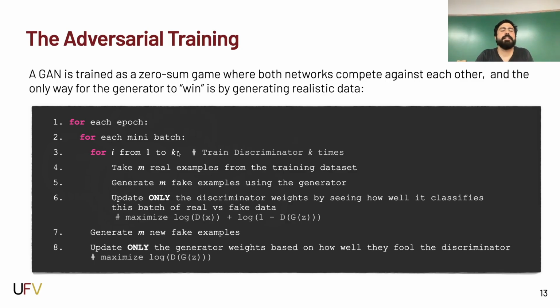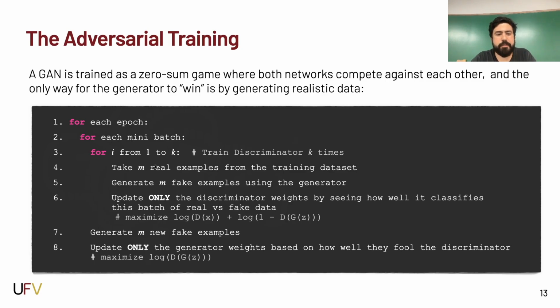But in theory, this k can be equal to 1 if you want, and then you would just train once. So it's flexible. I'm just saying that in practice, people train the discriminator a little bit more than the generator every time for each mini batch.